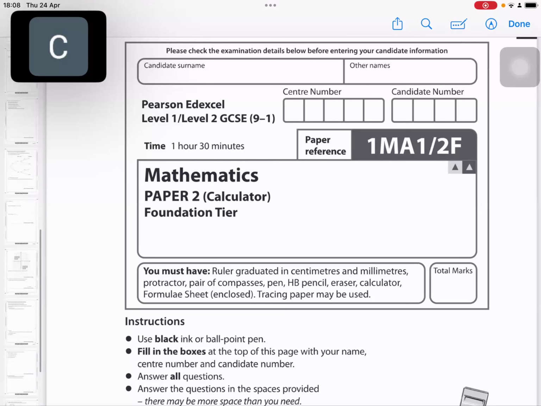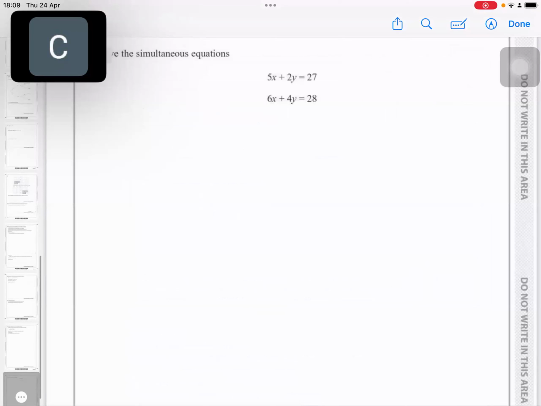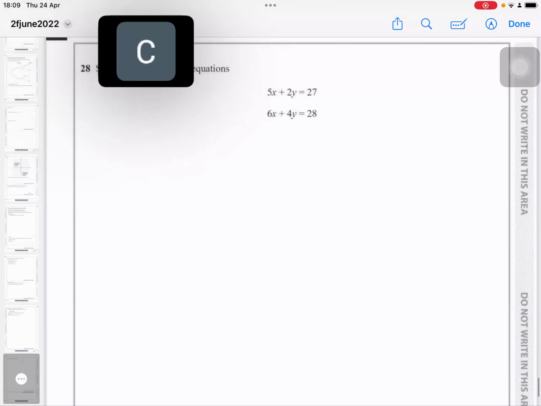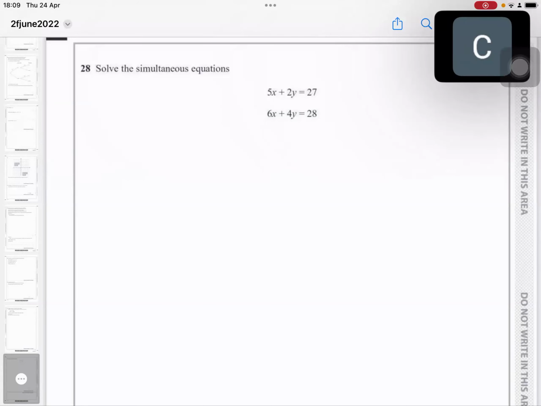All right. So do you have your calculator and a sheet ready? Yeah. All right, nice. Simultaneous equations. Okay, so first things first. Do you have an idea of how to solve simultaneous equations? No, not really. Okay.